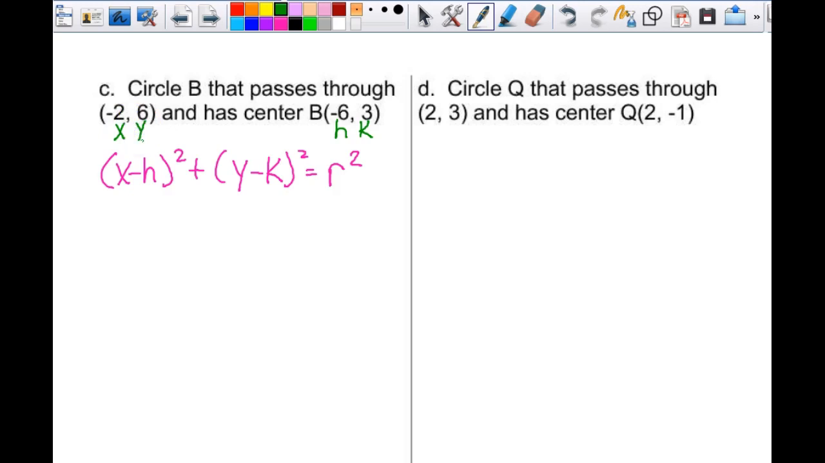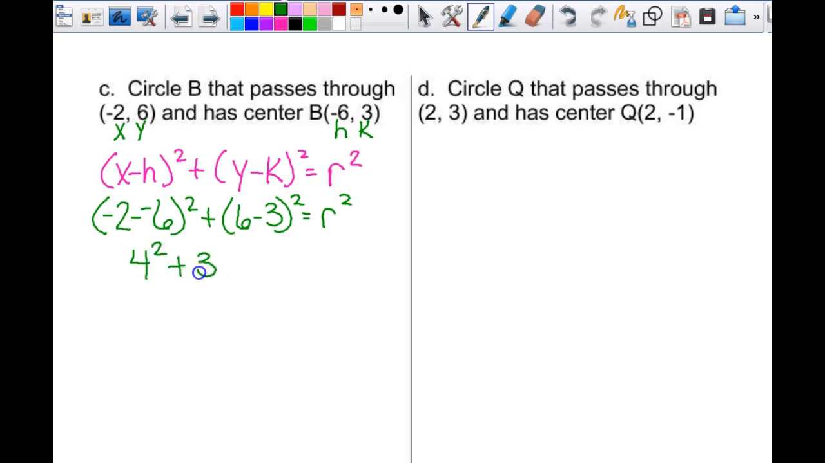So I don't have the radius, which is something that I need to be able to write the equation, but do I have enough information to find it? Yes, I can substitute in everything I know, and then the radius is going to be my only unknown. So I'm going to substitute in everything I know. I have x minus h, so that is (negative 2 minus a negative 6) squared plus (6 minus 3) squared equals r squared. So I only have one variable here. So what is negative 2 minus a negative 6? Positive 4. Good. So 4 squared plus 3 squared equals r squared. 16 plus 9 equals r squared. r squared equals 25. What does r equal?